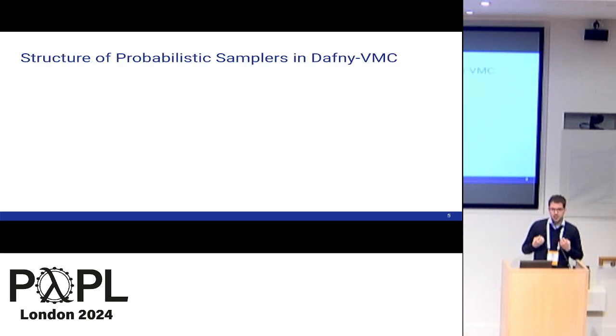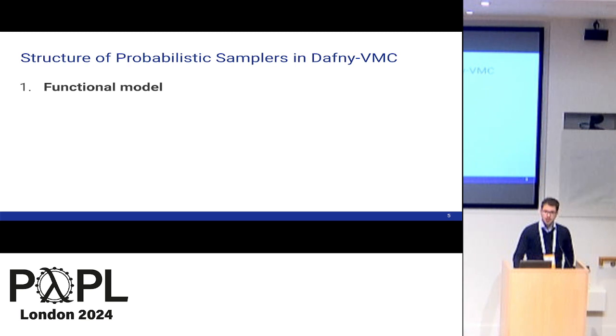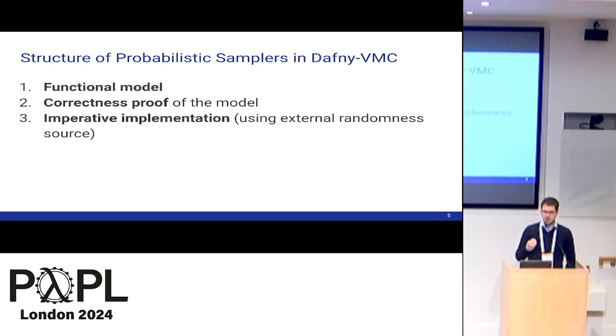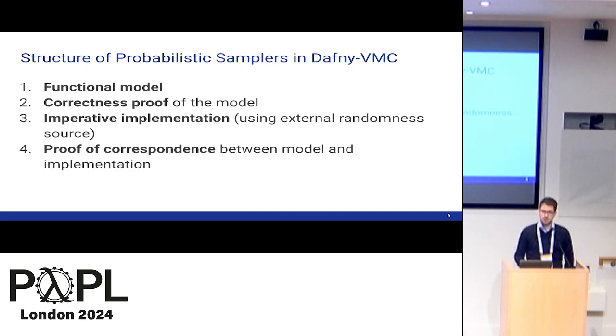So what are the components of a sampler in Dafny VMC? There are 5 parts. The first one is a functional model, a mathematical description of the sampling algorithm. Of course, this has to be proven correct. But in practice, we want to use an imperative implementation that actually uses an external source of randomness, such as the operating system random number generator. To relate this with the functional model, we need a proof of correspondence between the two, assuming that the external random source is correct. We also have statistical tests in place, because not all the samplers are fully verified yet. In this talk, I'll focus on the first 2 aspects.